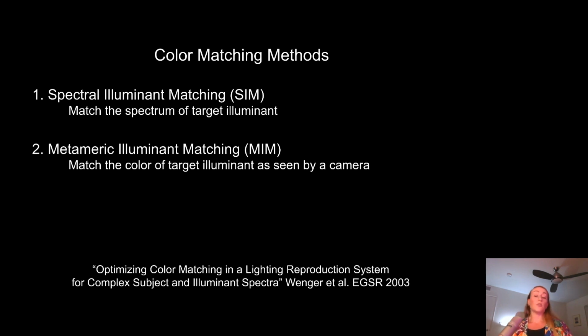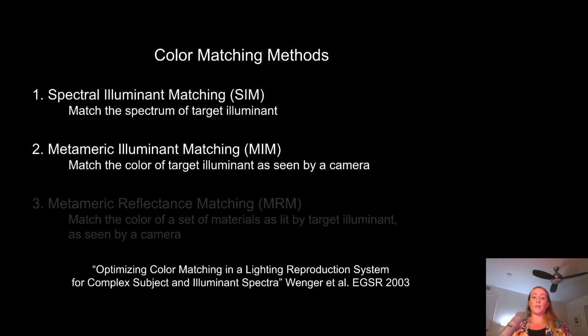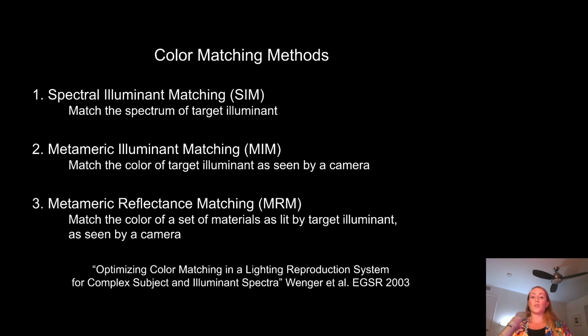Now, the target and the reproduced illuminants here are called metamers. In color science, this refers to 2 colors that appear the same despite having different spectra. And we saw results on previous slides that were using these 2 techniques. But finally, in the third technique that they introduced, called metameric reflectance matching, they tried to match the color for a whole set of materials lit by the target illuminant, and this of course also required an observer.